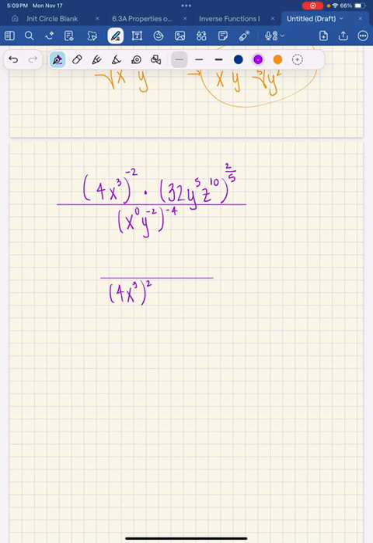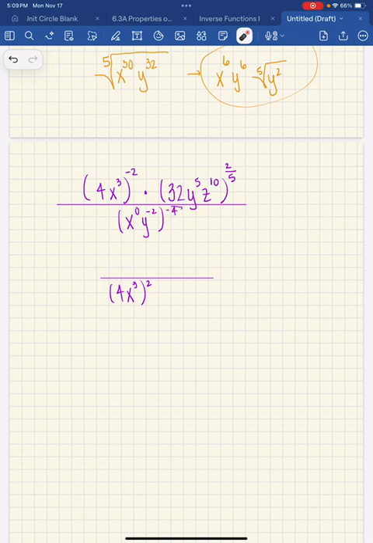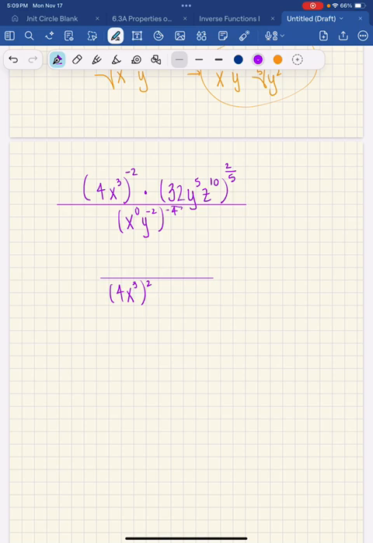Anything to the 0 power except 0 is 1. And you'll learn more about that in calculus. It's indeterminate. I know, pretty cool math. And then y to the negative 2 to the negative 4 becomes y to the 8th. So what happens to x to the 0? It's 1. 1 to any power is 1. Nothing fancy there.